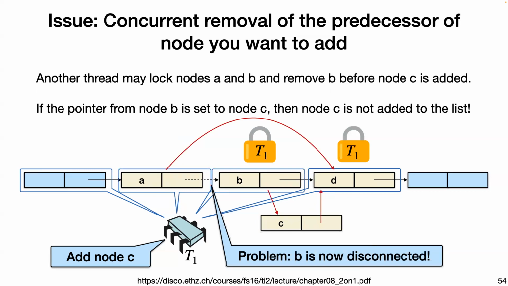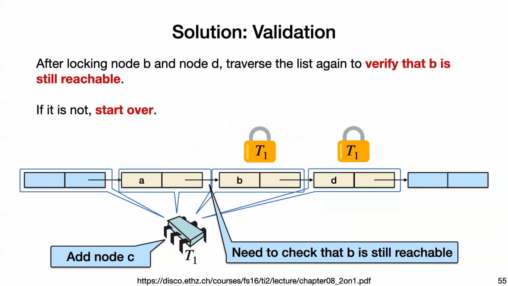And the way that we solve that is, like I just said, now B is disconnected, so when you grab the locks, you can't just directly add your thing straightforwardly. So what we're going to do is check that B is still reachable to be able to add it.